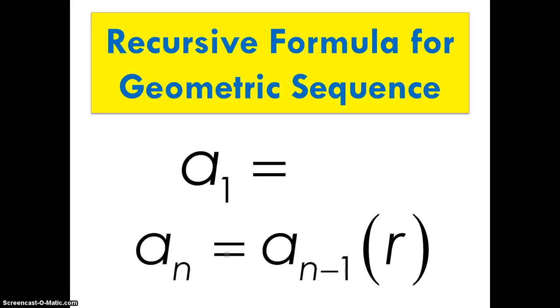Now, when you have a geometric sequence, it's pretty much the exact same, except you have a sub 1 is equal to the first term again. Then a sub n is equal to a sub n minus 1, but this time you multiply it by r, which is your common ratio.